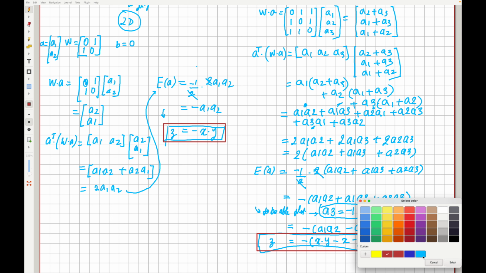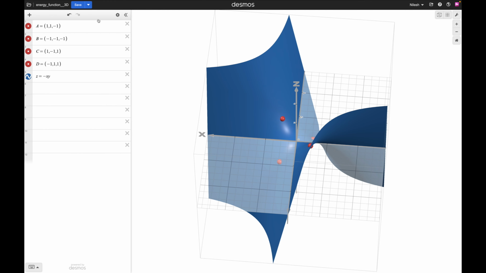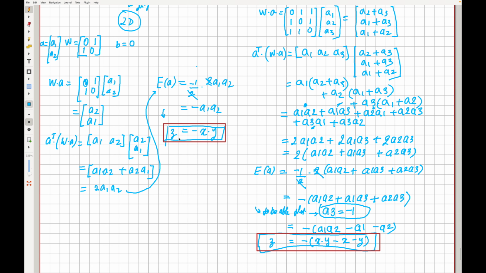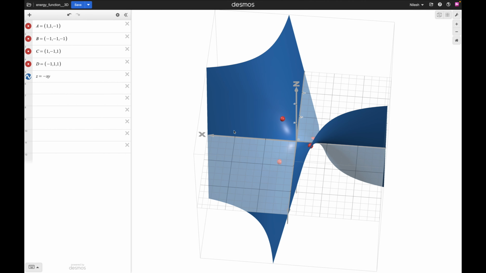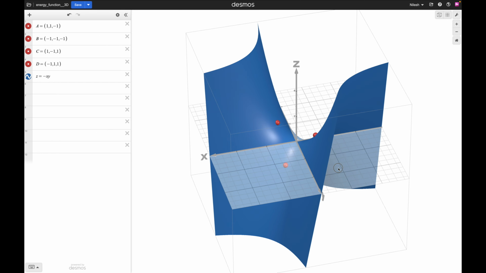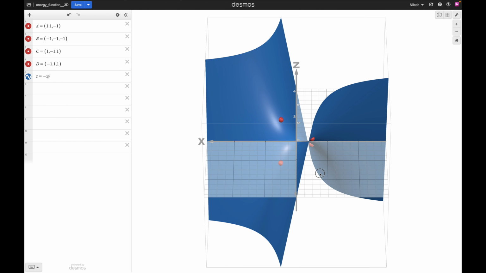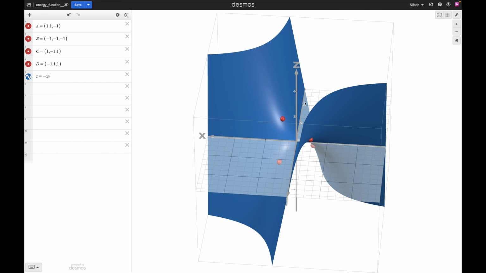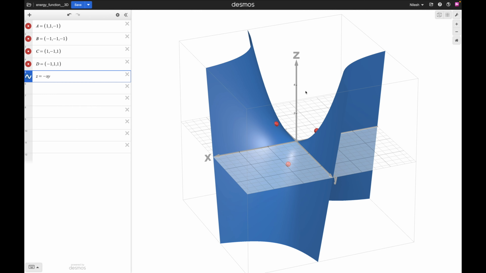For that, we can go to desmos.com. I am already here, and in the graphing calculator we can type z is equal to -xy, which is what we have found here. And this is the nice blue surface that you see. This is the energy surface, and the z-axis represents the energy, where we have this curve that comes down and then goes back up.